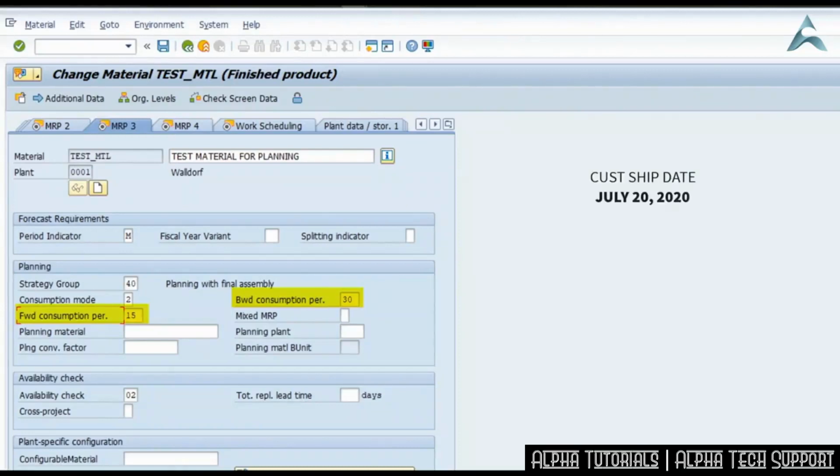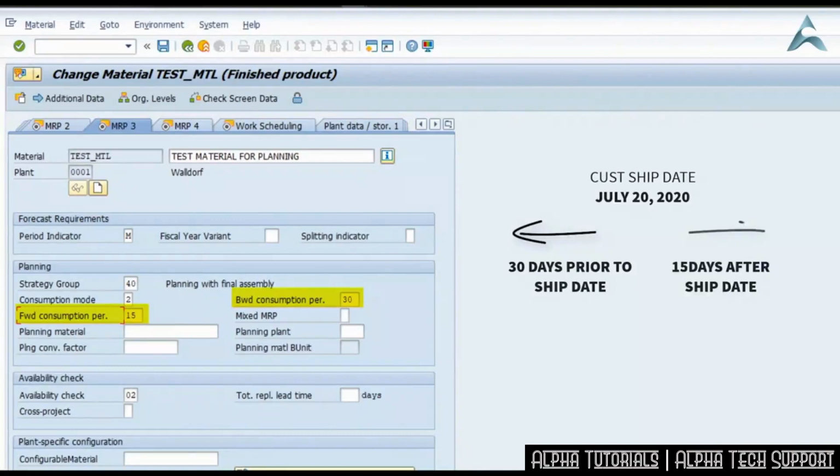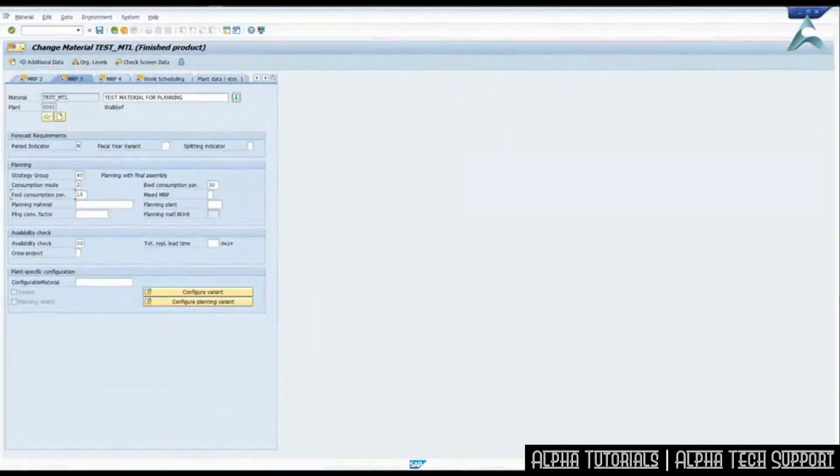So when a customer order arrives, the system will look 30 days in the past to consume forecast, and if nothing is found, it will then look at most 15 days in the future. So those are the only parameters that we need to set on our material master to ensure that we are able to load a forecast, and then that forecast will be consumed as we wish it to be once orders arrive. So saving those changes.